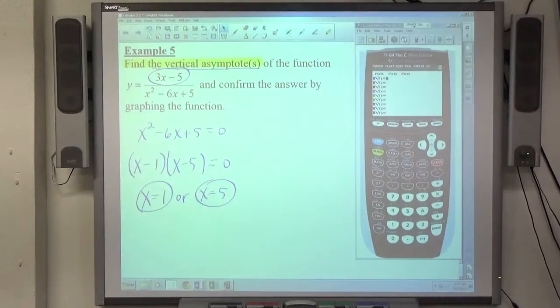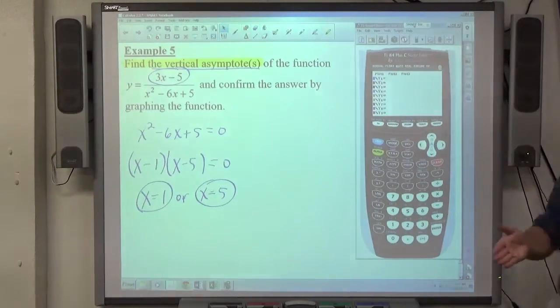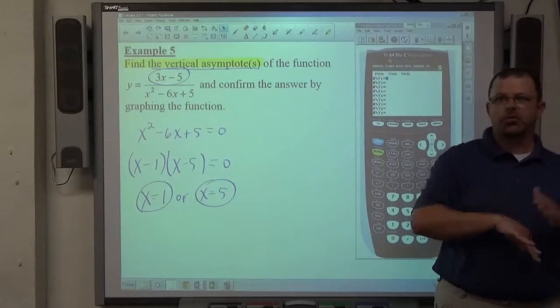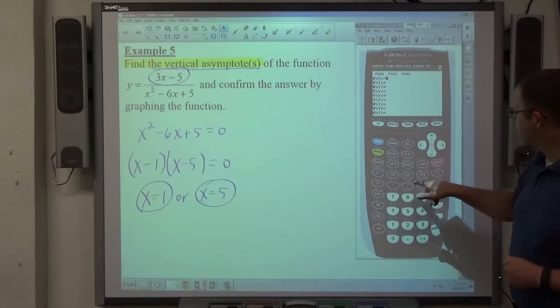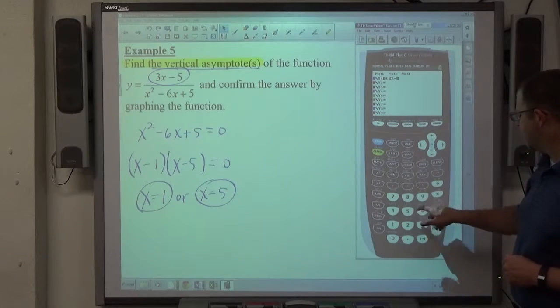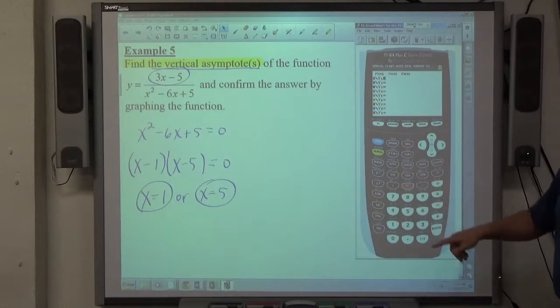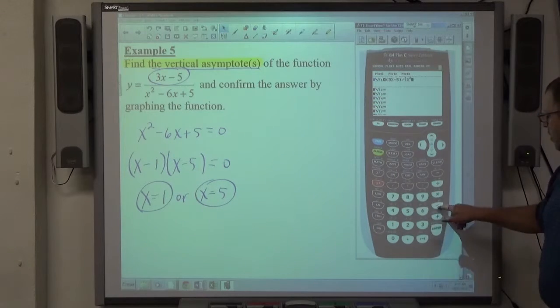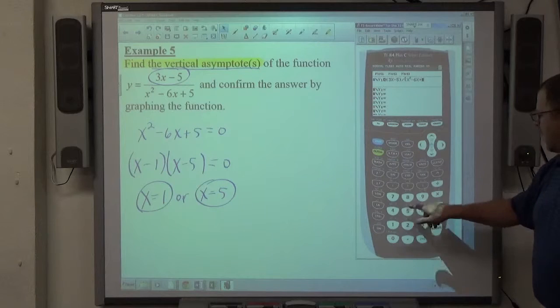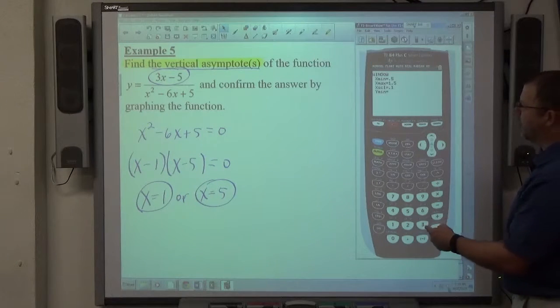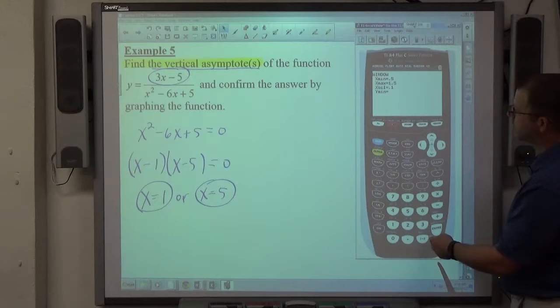They want us to confirm the answer by graphing. So if we graph this, we should see at 1 the graph's going to either go straight up or straight down. At 5, the graph's either going to go straight up or straight down. Let's try it out. So 3x minus 5, again, paying attention to detail, let's type it in. (3x minus 5) in parentheses, divided by parentheses, x squared minus 6x plus 5, in parentheses. The window I'm going to set here, I just need to make sure 1 and 5 are on it, right? So for the window, I'm going to say x equals, let's go negative 1, maybe.